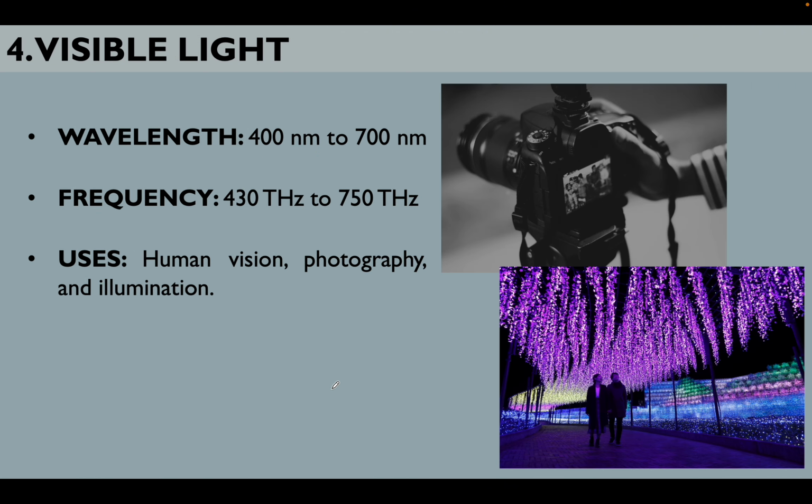Now for the fourth one, we have the visible light. So visible light is the only part of the electromagnetic spectrum that can be seen by the human eye. So it is crucial for vision, art, and so many practical applications such as lighting. So as for the visible light, its wavelength is from 409 nanometers to 700 nanometers. Its frequency is from 430 terahertz to 730 terahertz. And again, the uses are, we have the human vision, photography, and also illumination. So that is the visible light.